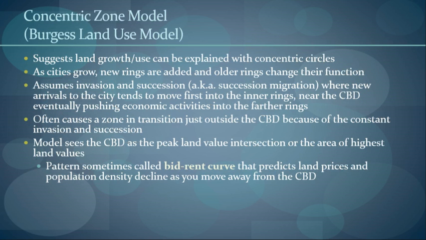But the oldest model and the most basic is the concentric zone model. This is also called the Burgess land use model. And basically, it says that land use can be explained with these rings, right? And we actually have seen this when we looked at agriculture. And so this actually matches, right, that idea of where you're going to grow things in relation to the central business district, okay? So I want you to go back and I want you to compare what we learned about in agriculture to what we're learning here.